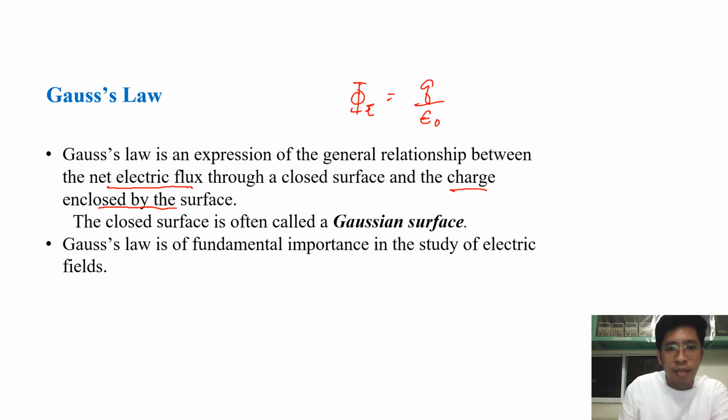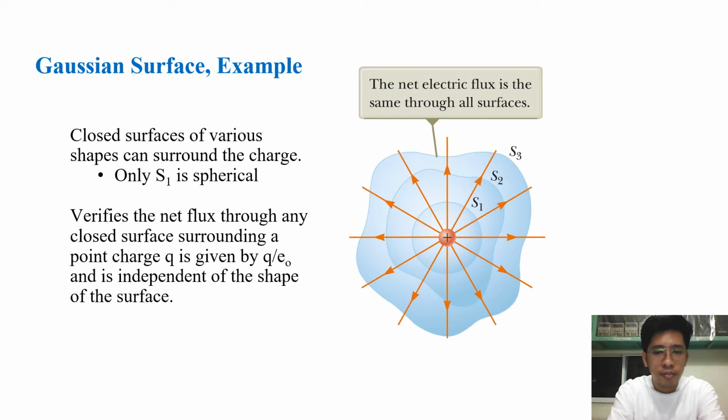Gauss's law is of fundamental importance in the study of electric fields, and we usually use this when we have symmetries in our systems. Now for your Gaussian surface, closed surfaces of various shapes can surround the charge. As I've said earlier, the shape of your Gaussian surface does not actually matter if you just want to find the flux for your system.